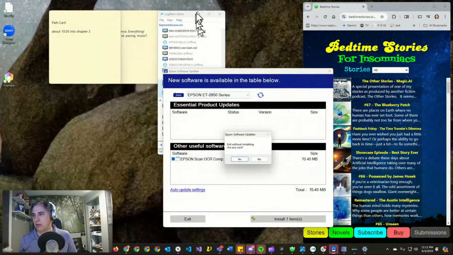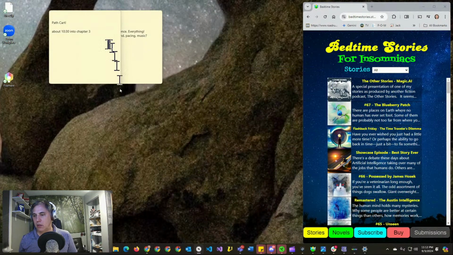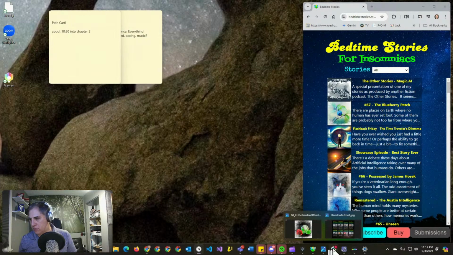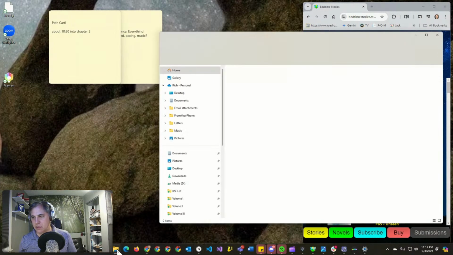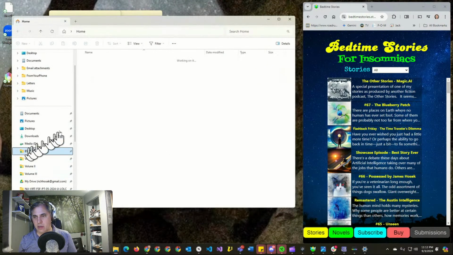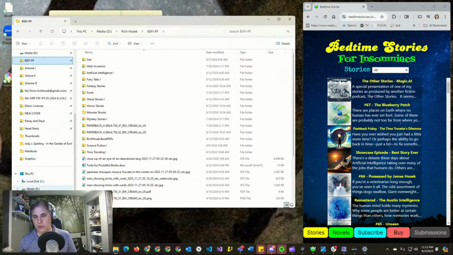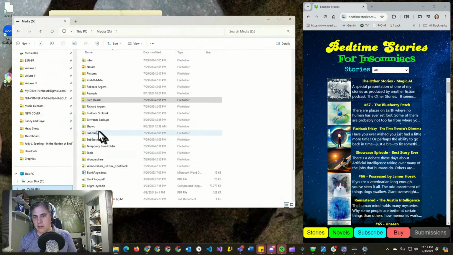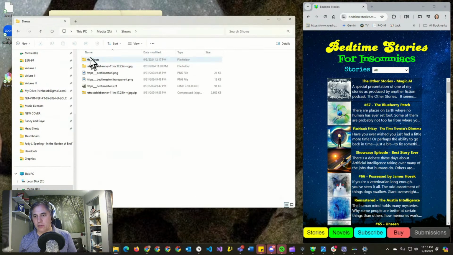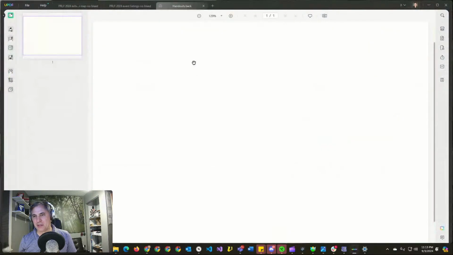Gotta update the printer. Okay, where did that other one go? Let's see here. Oh, I don't have it open. Okay, let me pull that open for you guys. Okay, BSFI. That one is, no, it's under shows. Sometimes I think creating these folders makes it easier to organize, but other times I'm like, it just makes things more complicated.